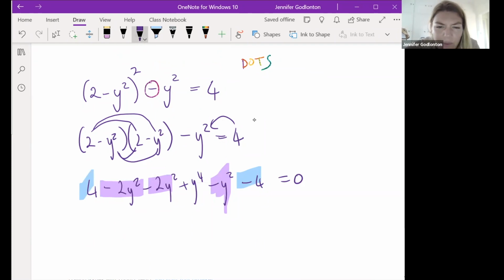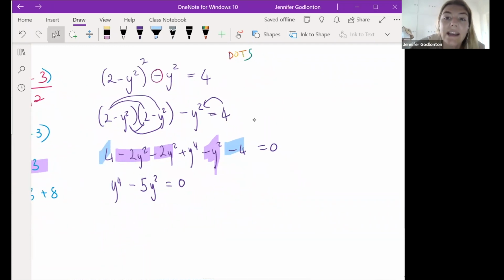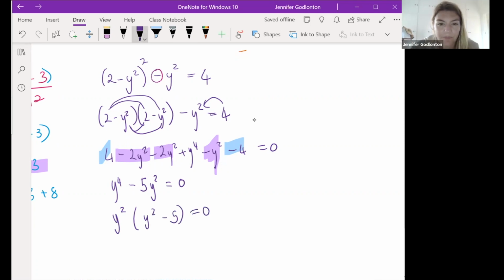Okay, so we have got y to the power of 4. Those 4s are going to cancel. And we've got negative 2y to the 4, so it's negative 4. And then we're going to have negative, so this is y to the power of 4. And then we're going to have negative 5y squared is equal to 0. Now, are you happy with that up till that point? Yes. Okay, now we're going to take out a highest common factor of y squared, and we'll be left with y squared minus 5 is equal to 0. See it?